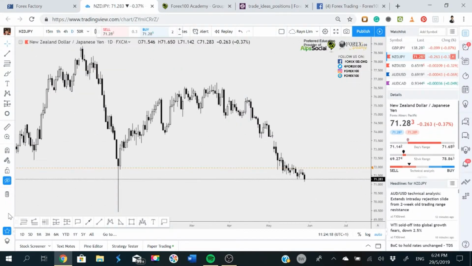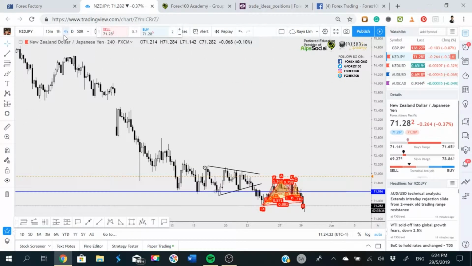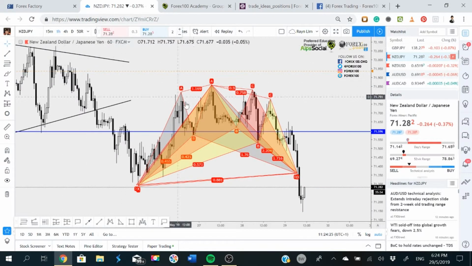Back to the daily chart, I'll share with you my analysis. Head down to the 4 hour and 1 hour. On the 1 hour chart, pretty interesting, I have 3 patterns on top of each other.